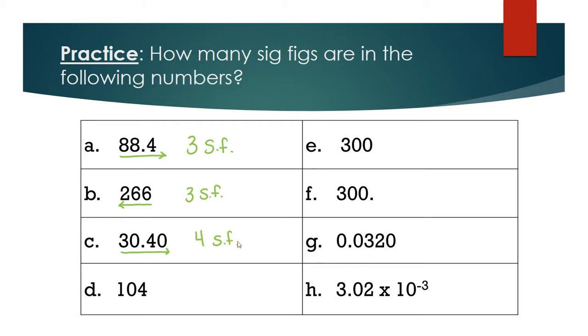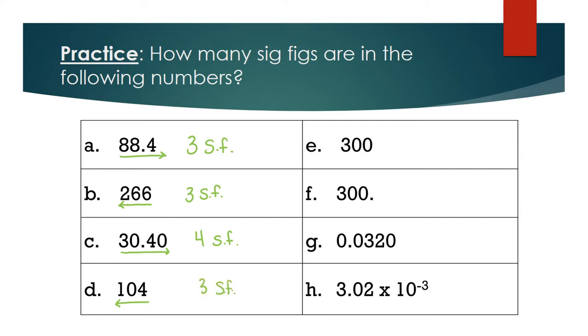In example D, we have 104. Decimal is absent, so this is the Atlantic rule. Atlantic rule means you start at the right and make your way left. We start at our first non-zero, which is the 4. Count all the way over. This has 3 sig figs.